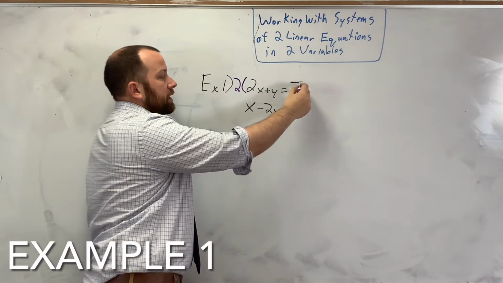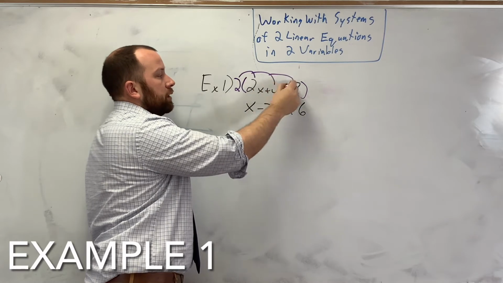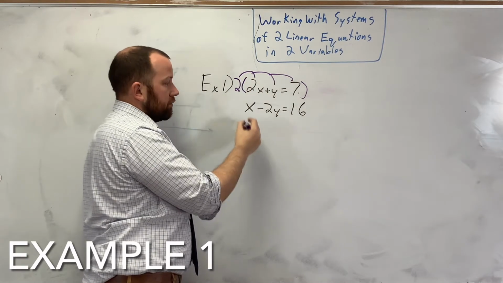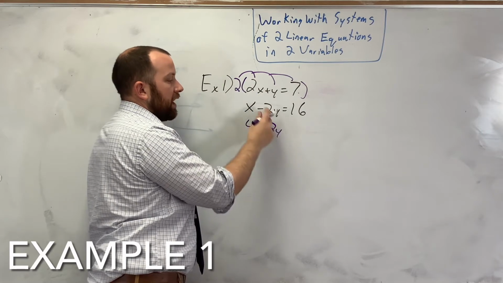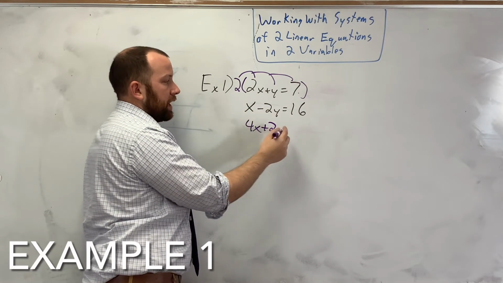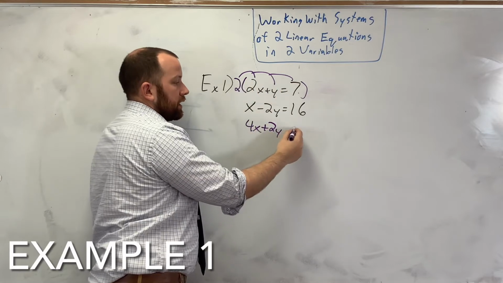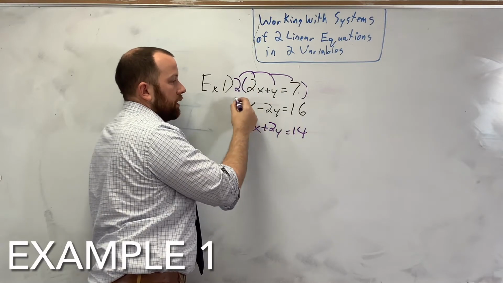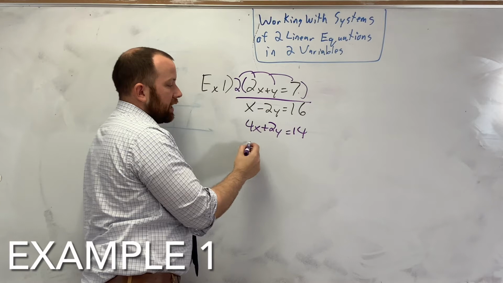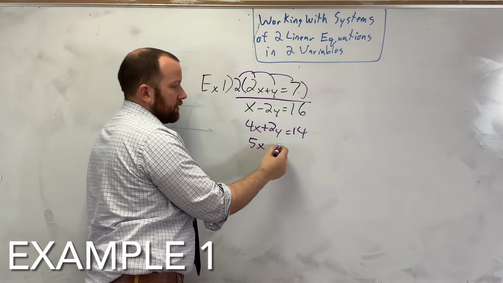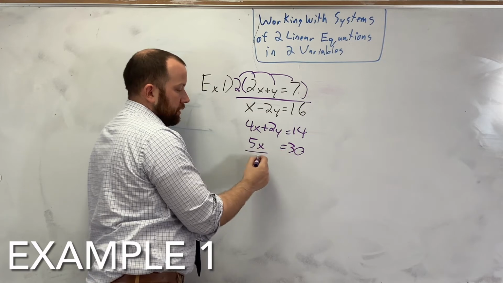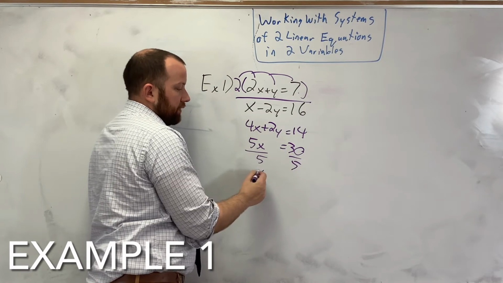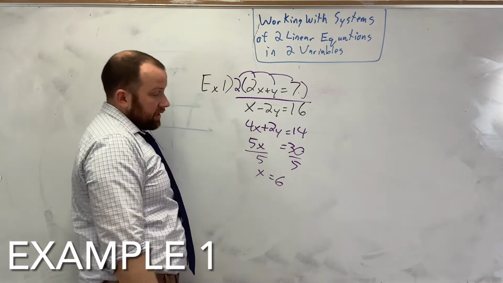So I'll multiply the top, everything by 2. Now there's a lot of different ways to do this. This is just the way I like to do it. And now I have my opposites. I have negative 2y and positive 2y. And that's 14. So now I add these together. I get 5x, that equals 0, equals 30. Divide by 5, divide by 5, x equals 6.